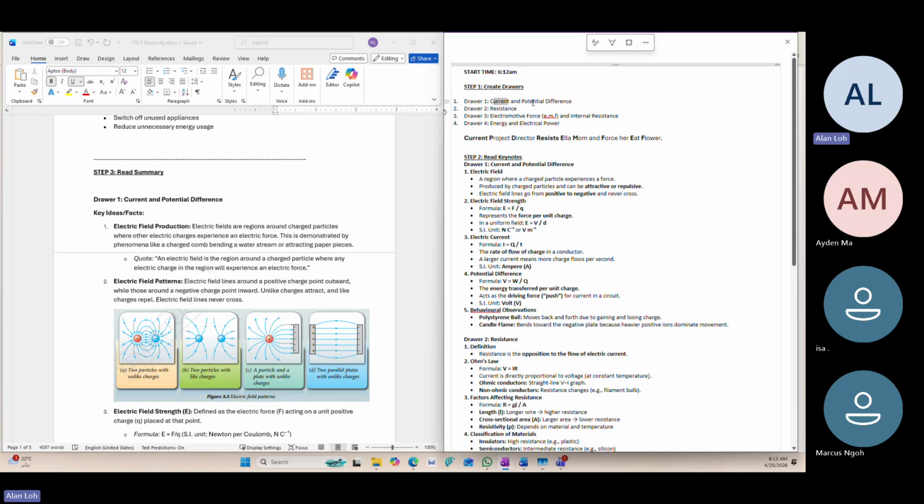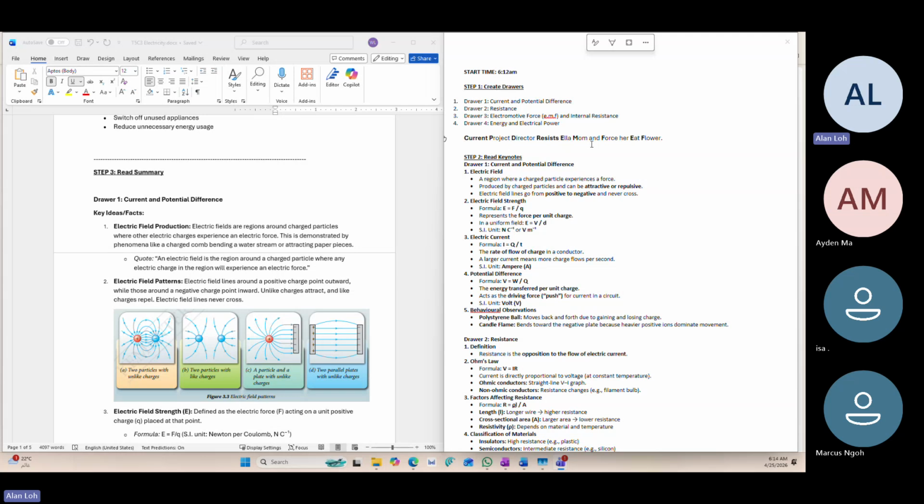PD, project director, represent the potential difference P and D. Resist. So you can imagine there's a guy with authority. Currently is resisting. Resisting who? Okay, but before that, resist represent resistance. Sounds the same and also meaning similar. Resisting who? Resisting Ella's mommy. And force. So this is to represent EMF. It can be Elise mommy. It can be whichever friend of yourself that have a name starting with E. Right. For my case, I put it as Ella.